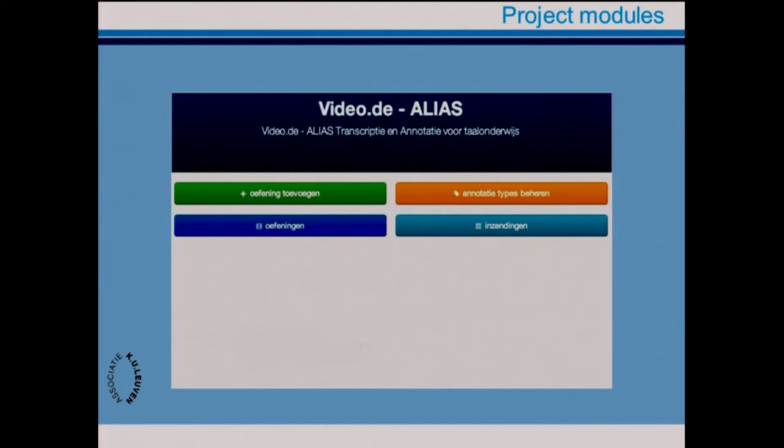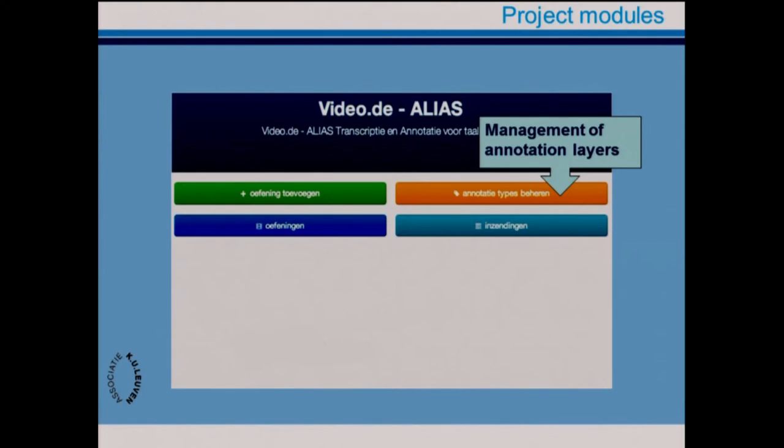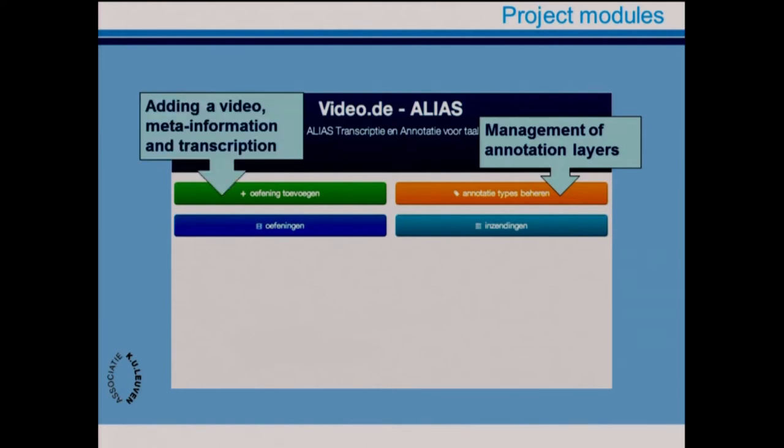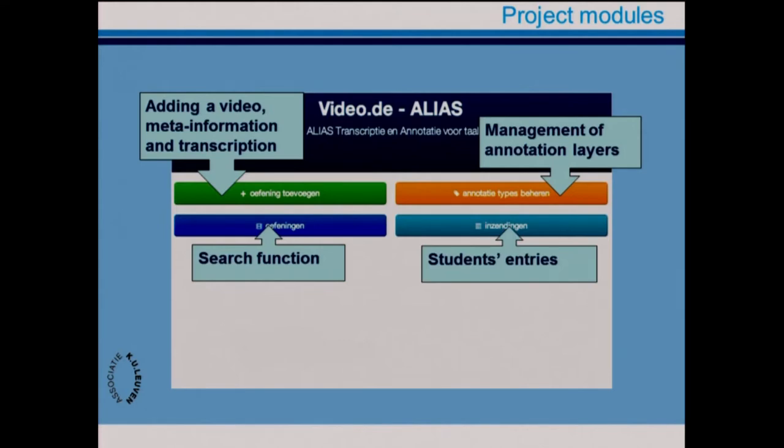So there are four buttons you see. First button, when you click on that, you come to a page where you can manage the different annotation layers for an annotation task. Second button makes it possible to add a video, meta information to a video, and a transcription. Fourth button gives access to a search engine, and the third button, you can look at student entries. So this is the main page for the teacher, the language instructor. For the student, the first two buttons are of course not active because the teacher is the one who decides which annotations will be made, and he's the one who chooses a video which will be added.